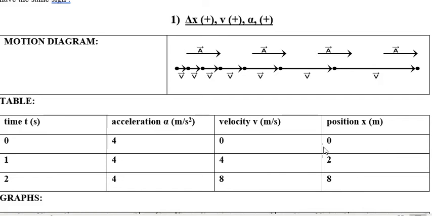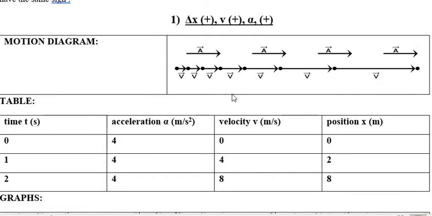let's consider that the initial position is 0. When the velocity changes from 0 to 4, in that second, it does a distance of 2 meters. So after a second, the position will be at 2. Now, the next second, the velocity changes from 4 to 8, and in that second, the object does a distance of 6 meters. That means that it will be 8 meters away.